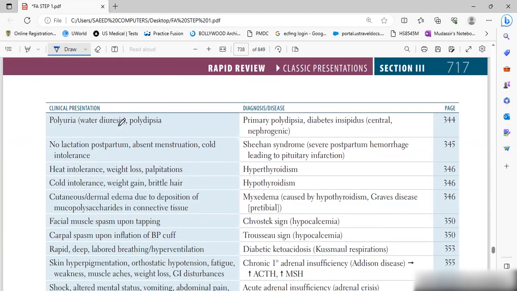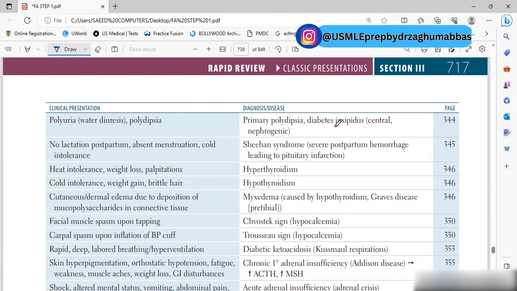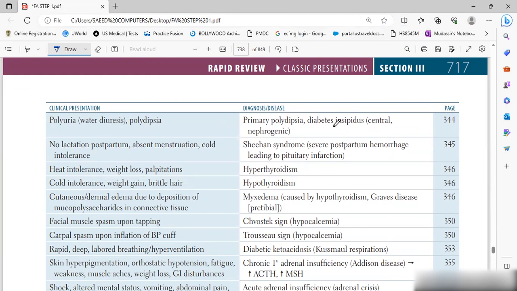Polyuria and polydipsia can be seen in primary polydipsia and diabetes insipidus, whether central or nephrogenic. In diabetes insipidus, urine osmolarity will decrease, because more water will go out. So what will happen? Urine osmolarity will decrease and serum osmolarity will increase. So that is the case of diabetes insipidus.